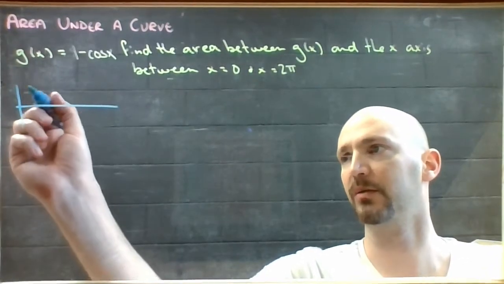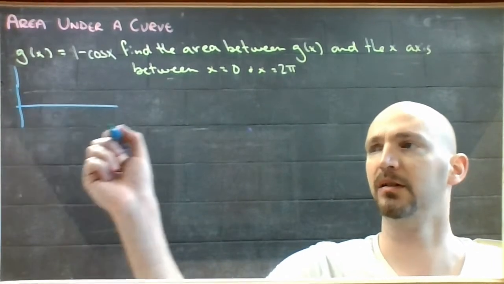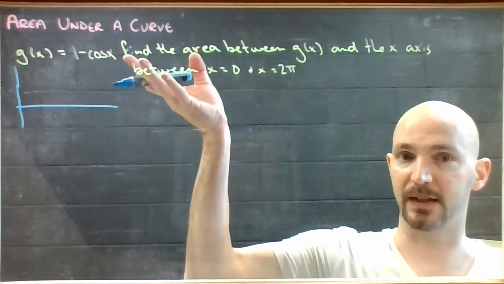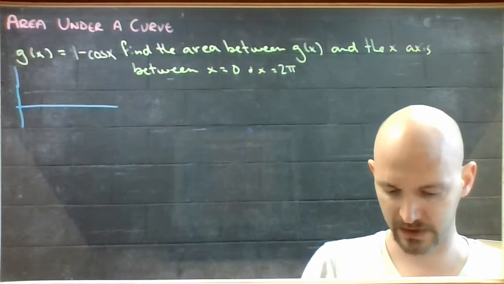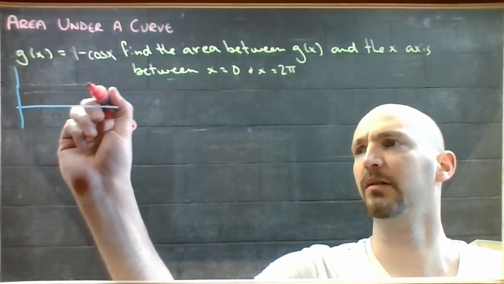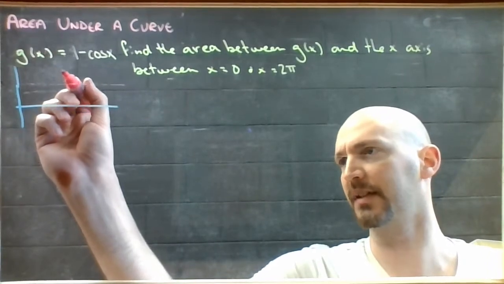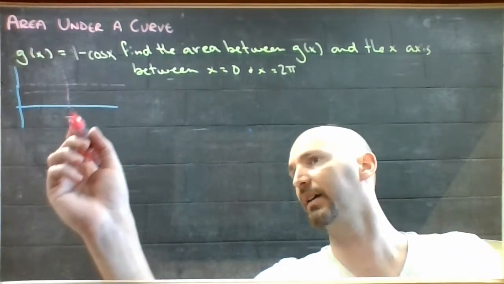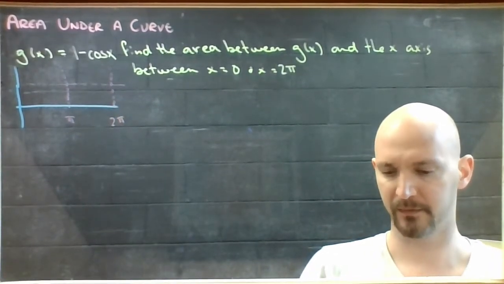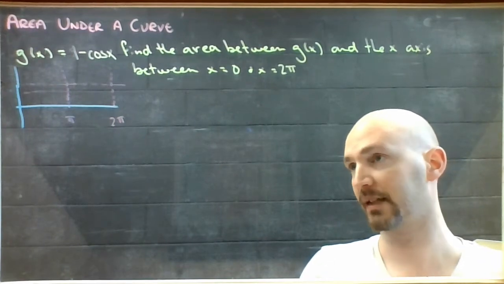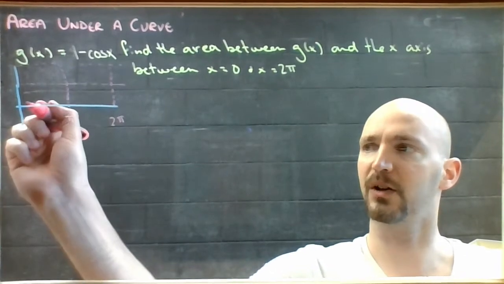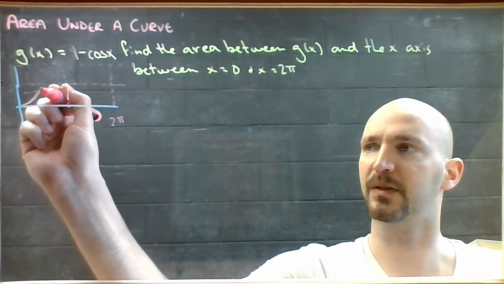All right, so this is a cosine function that has been lifted 1 and inverted. So I'm going to need a midline at 1. And I'm going to have to chop this up into units of pi and 2 pi, maxing out at positive 2. So this curve is going to do this.